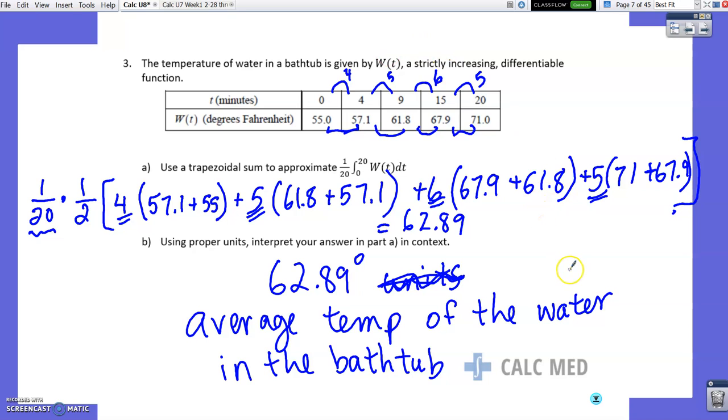I hope that this seemed really straightforward. Average value is really straightforward. The hardest part of average value is recognizing when they're asking for average value versus average rate of change, especially because they're very, very similar.